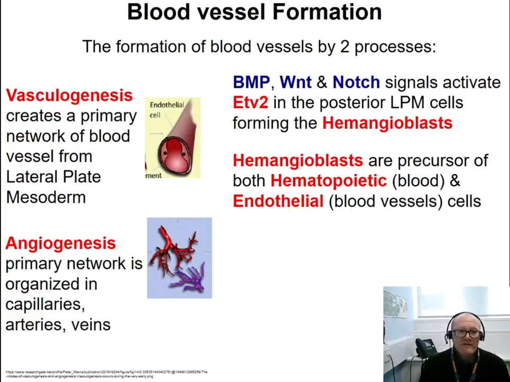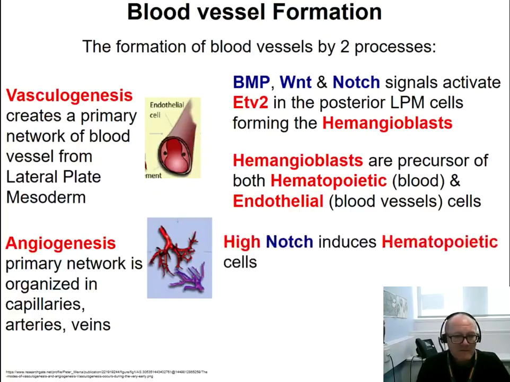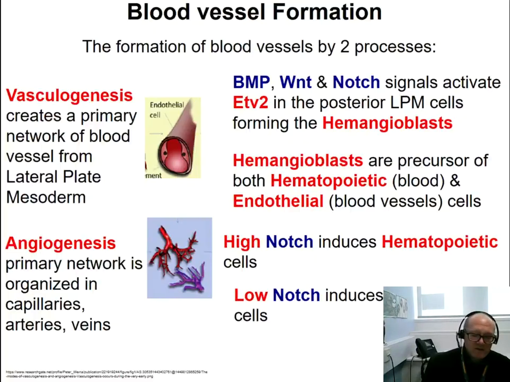The hemangioblast can either become blood cells, and therefore become hematopoietic cells. So hematopoietic cells are the cells that will become different blood cells. But hemangioblasts can also become endothelial cells. Endothelial cells are the cells that produce the blood vessels themselves. Whether hemangioblasts will become hematopoietic cells or endothelial cells depends on the level of expression of Notch. High levels of Notch induce hematopoietic cells, while low levels of Notch induce endothelial cells.